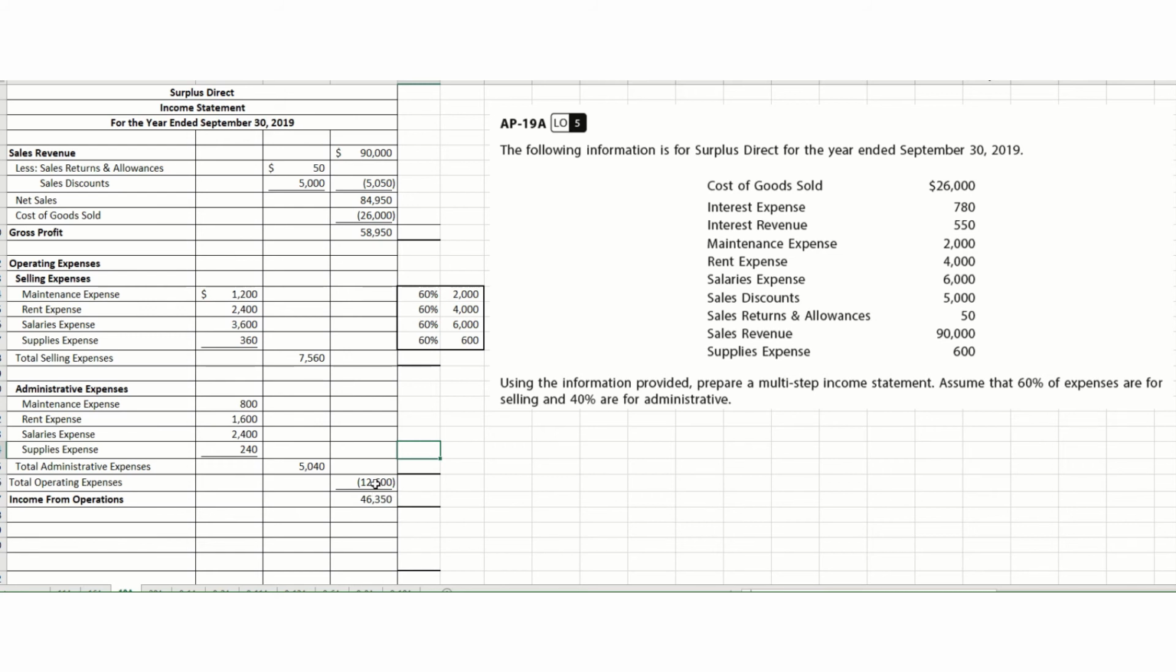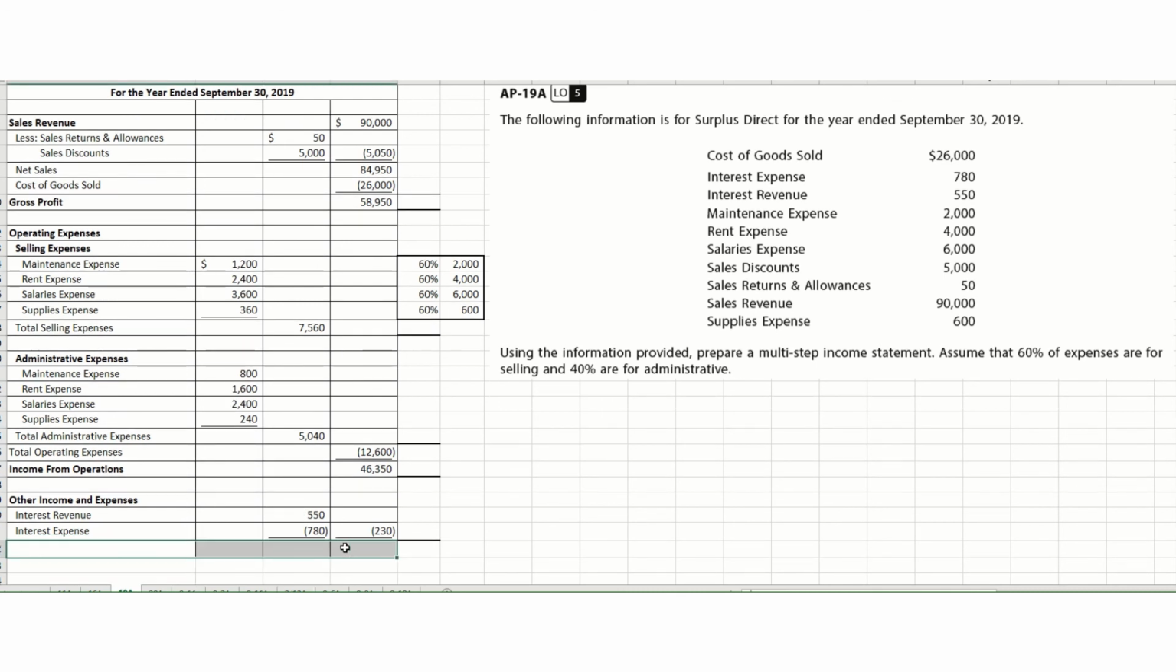Items such as interest or gain on sale of other equipment or assets is typically considered other income and expenses if that's not what you're primarily in business for. So in this situation, we have a few other items to add to the bottom, being other income and expenses. So we have interest revenue, dollars coming in, and interest expense, dollars being paid out, likely for a debt of some sort. This results in a net income for this organization of $46,120 after all things said and done.